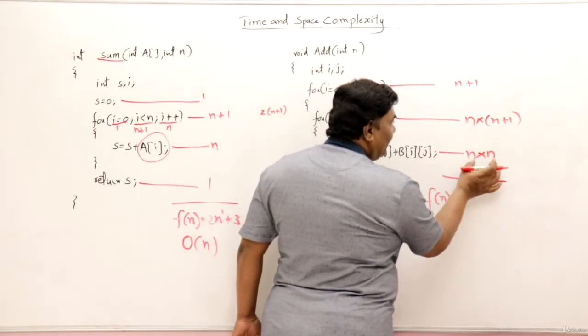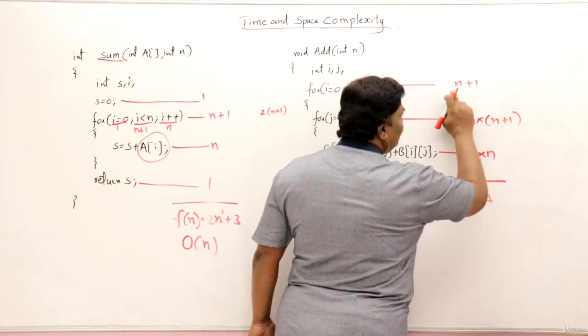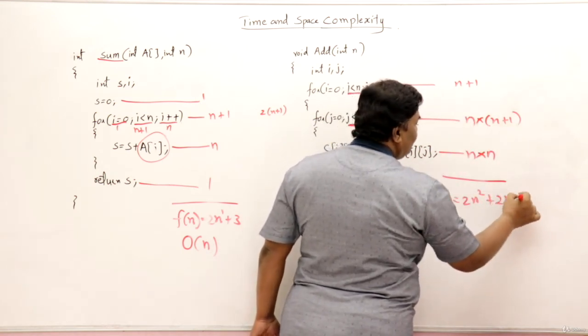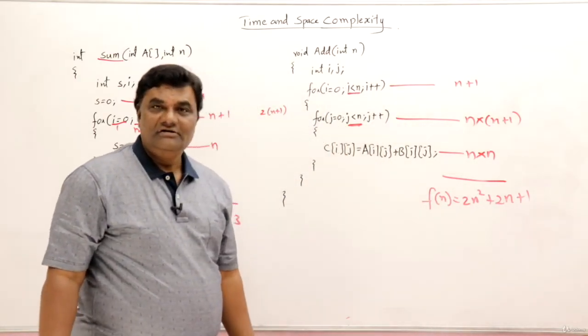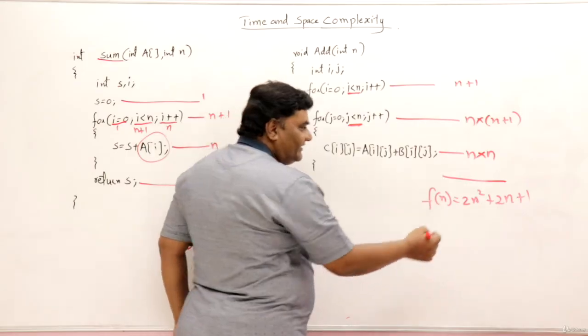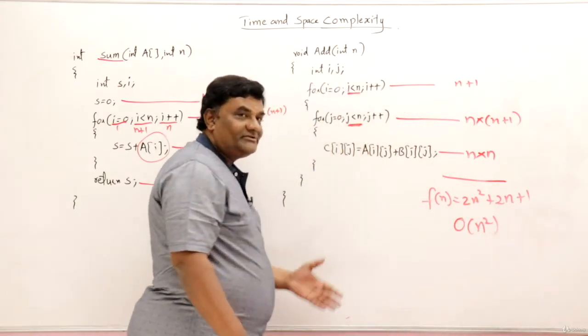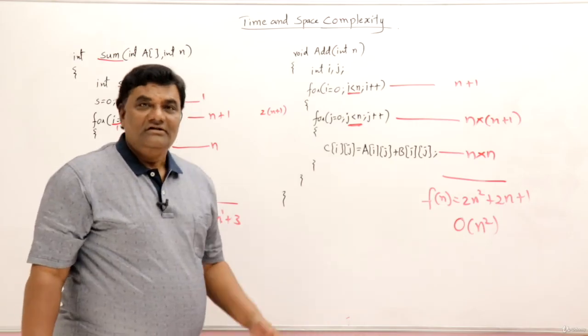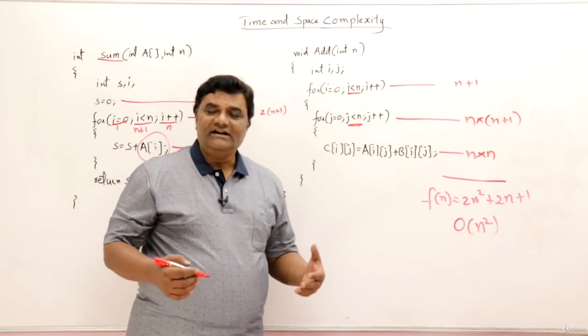What is the time function? 2n square plus 2n plus 1. This is the time function we got. What is the degree? 2, so it's order of n square. Time is order of n square. This is how from the time function we get the highest degree of the function, and that we represent as time.